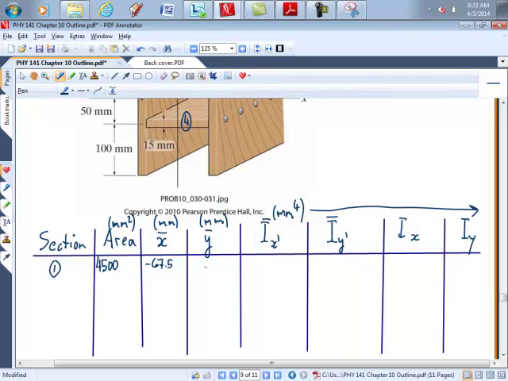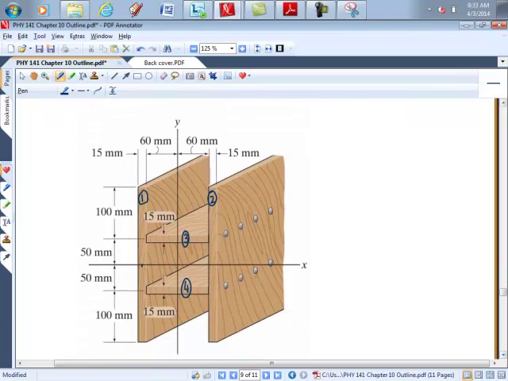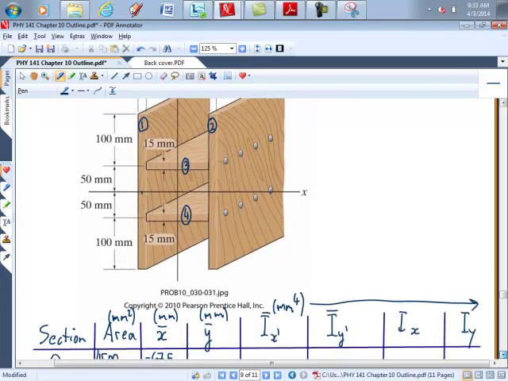Okay, what's y bar? 0. Right? The x and y axis go through the center of the beam because we're basically interested in the moment of inertia about the centroid axis of the composite beam. So that's going to be 0 for the y bar.